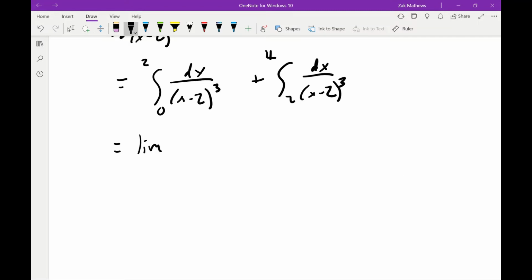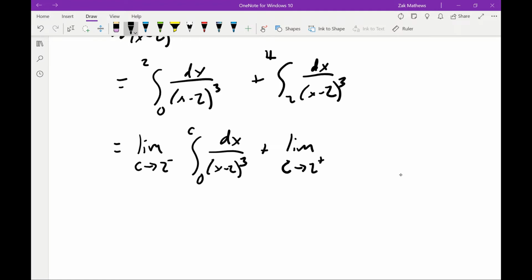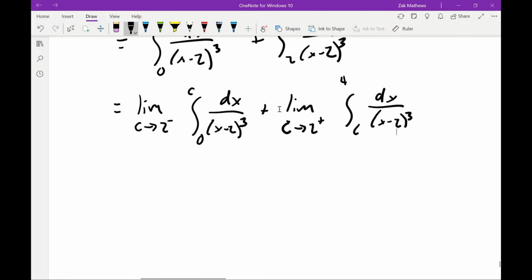So I'm going to take the limit as c goes to 2 from the left, because we can find that one-sided limit, of the integral from 0 to c of dx over x minus 2 cubed, plus, and then here I'm going to have to take the limit as c goes to 2 from the right of the integral from c to 4 of dx over x minus 2 to the third. And now that I have that replaced with the c, I can integrate from 0 to c because c is just a fixed value short of the 2.